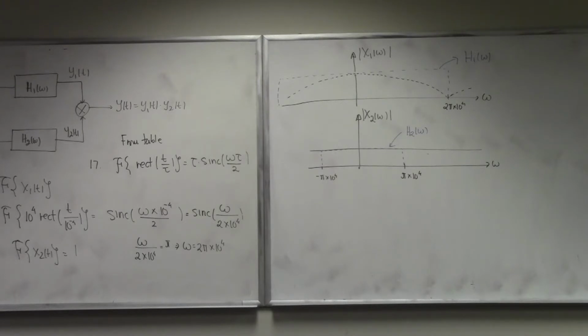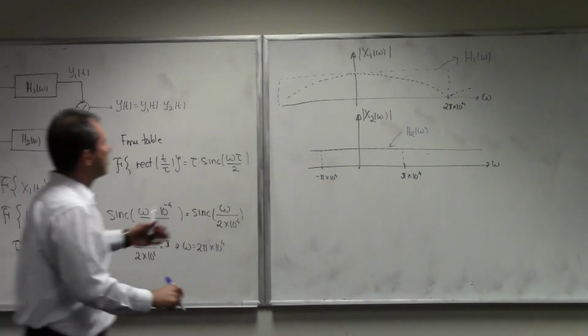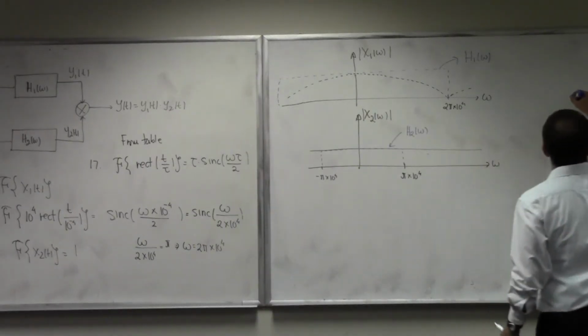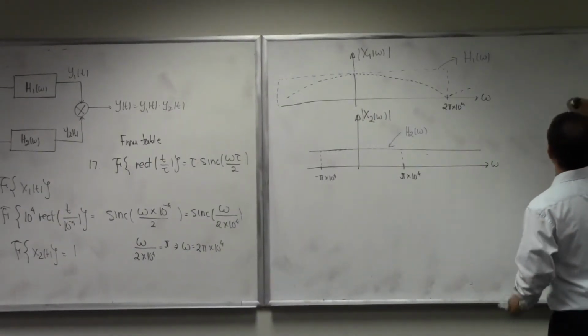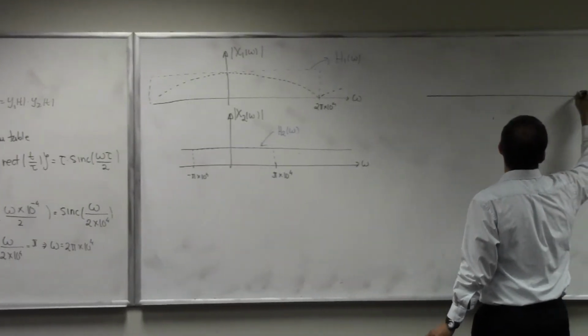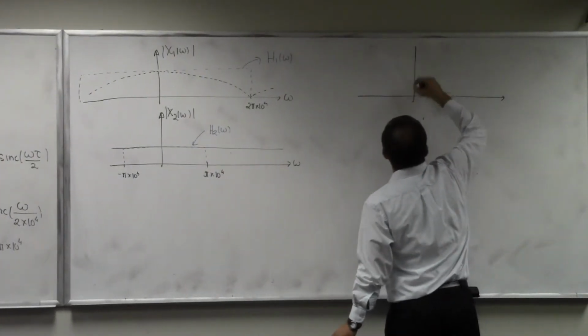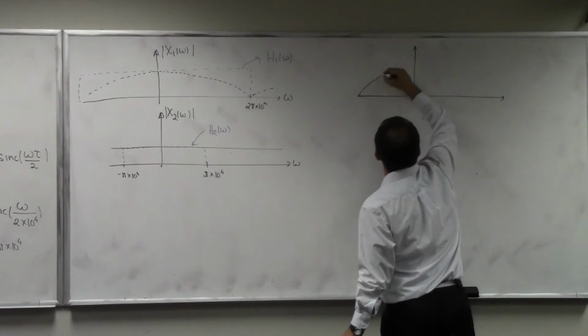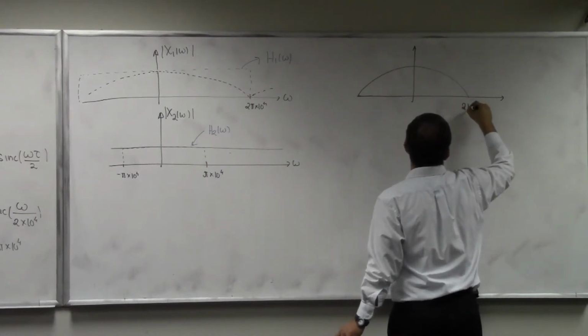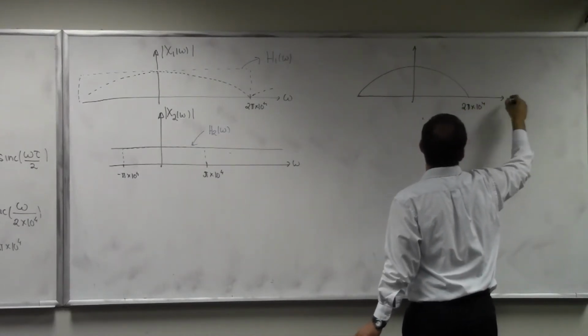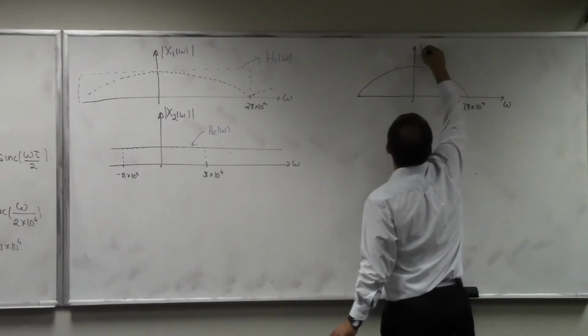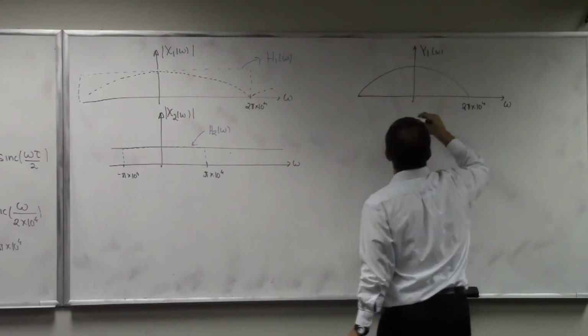The next part says sketch Y1 of omega and Y2 of omega. Well, Y1 of omega is the product of these two signals, right? So if I were to sketch Y1 of omega, it is just a signal that looks like this. This is 2 pi times 10 to the 4. This is omega, Y1 of omega.